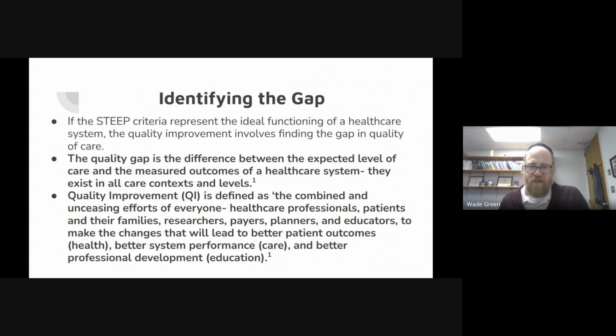Quality improvement itself is defined as the combined and unceasing efforts of everyone. Okay. Healthcare professionals, patients and their families, researchers, payers, planners, educators, everyone, to make changes that will lead to a better patient outcome, better performance of the system, and better professional development, i.e. education. So by delivering this lecture right now and training all of you in research, we are doing our part in quality improvement.